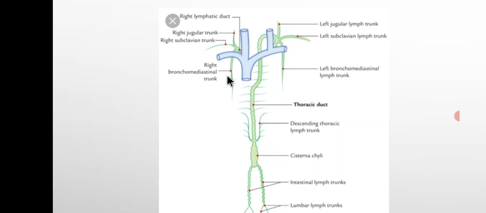So the thoracic duct drains lymph from both lower limbs, the abdominal cavity, the left side of the thorax, the left upper limb, and the left side of the neck. Thank you.